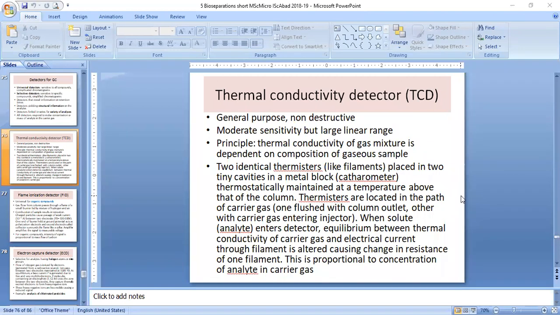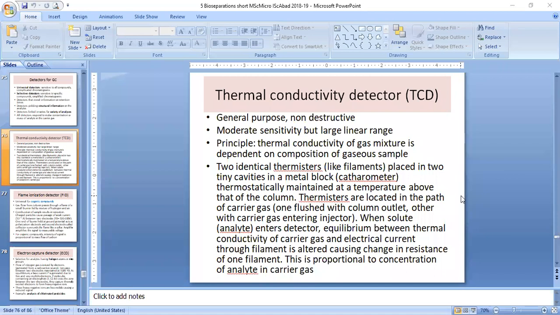Now, one filament of the thermistor is flushed with the column outlet. Column outlet means what? The sample will go through that one thermistor, and the other thermistor is in contact with the carrier gas which is going through the injector. That is the mobile phase only. So it is like the reference and the sample that we have seen in UV-visible spectrophotometry. We place two cuvettes there: one has the blank, and the other has the sample. So here one thermistor, or one filament, is flushed with the carrier gas with the sample, and the other is flushed with the carrier gas without the sample.